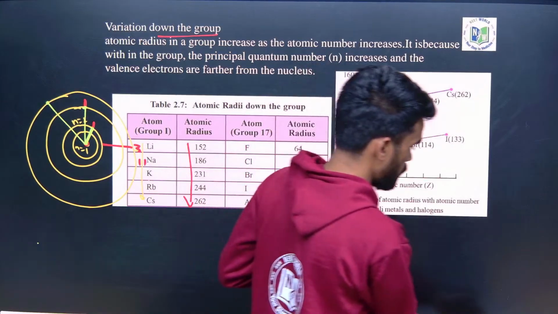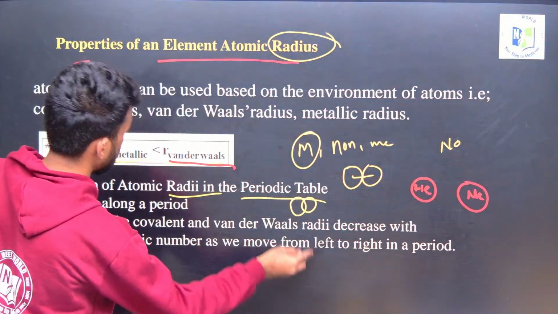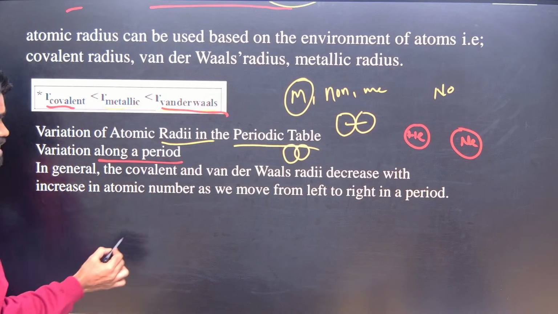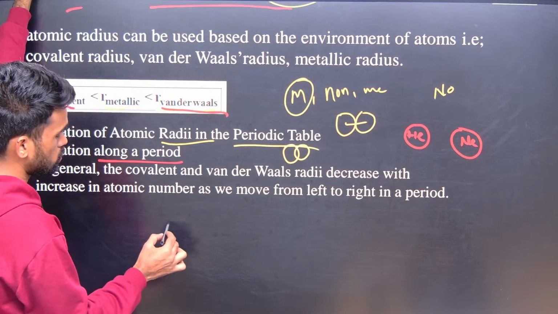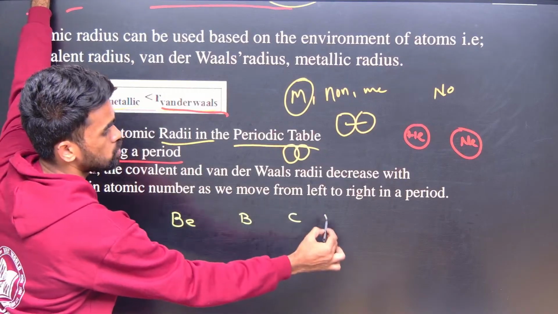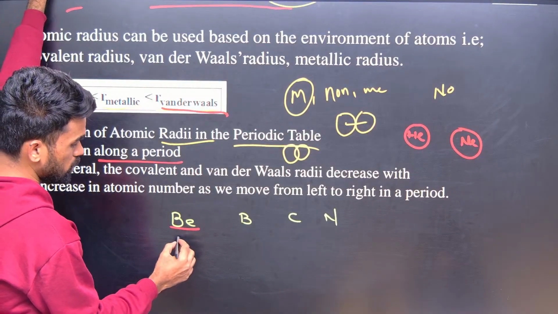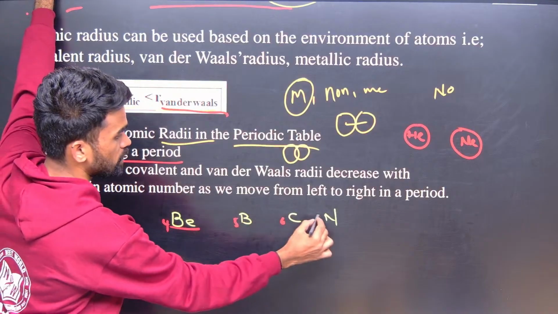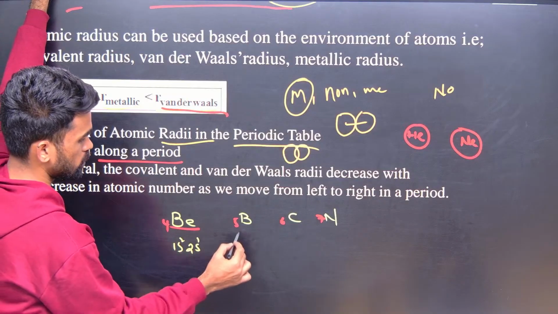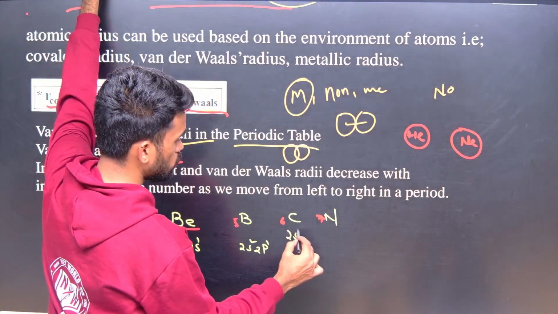This is about down the group. Now we will discuss the period, the variation of atomic radii along the period. So what happens? Take some elements for our observation. Tell me what elements we will take. Beryllium, boron, carbon, nitrogen, like this. Now tell me the electronic configuration. Atomic number 4, 5, 6 here, 7 here. Tell me. 1s2 2s2, this one 2s2 2p1, and this is 2s2 2p2.